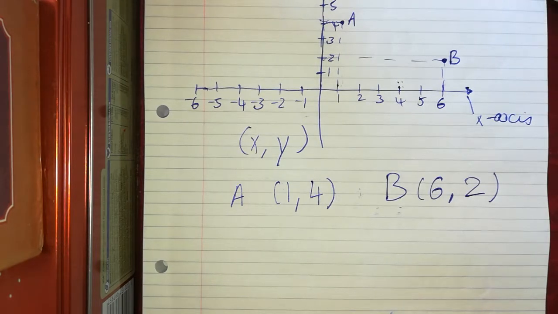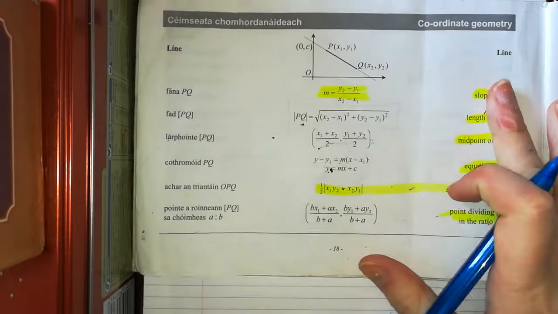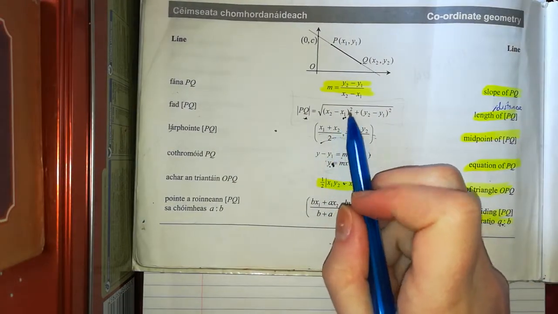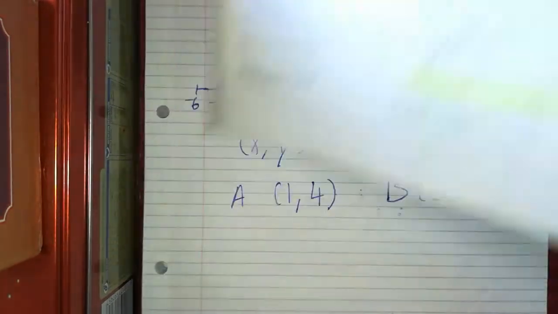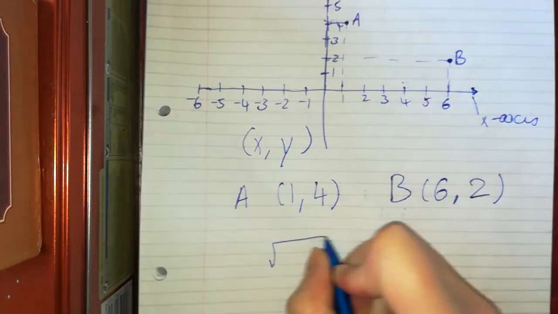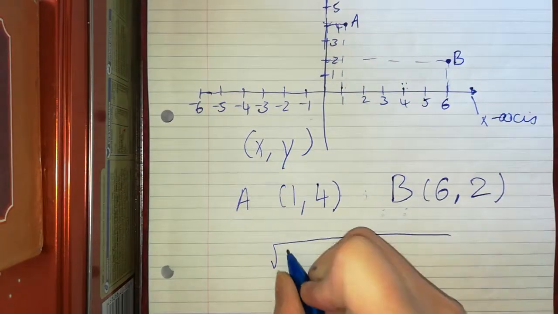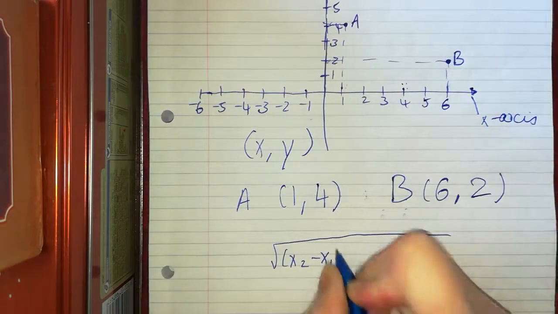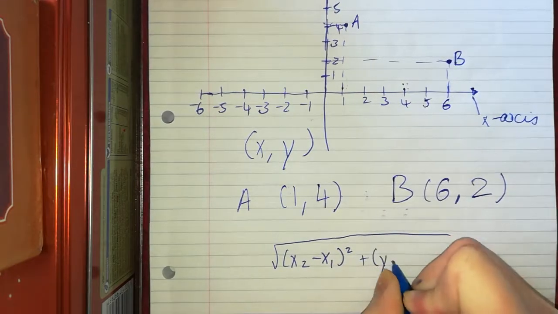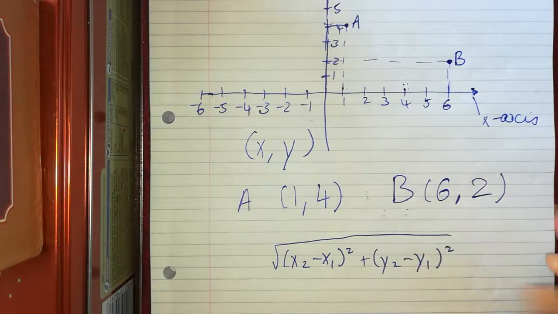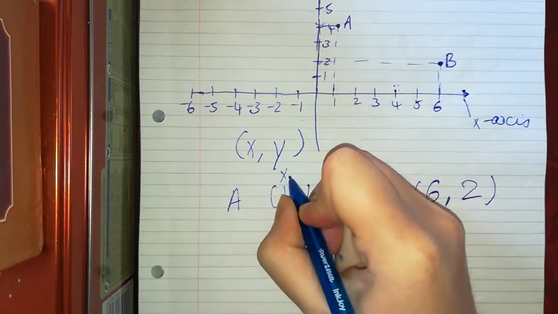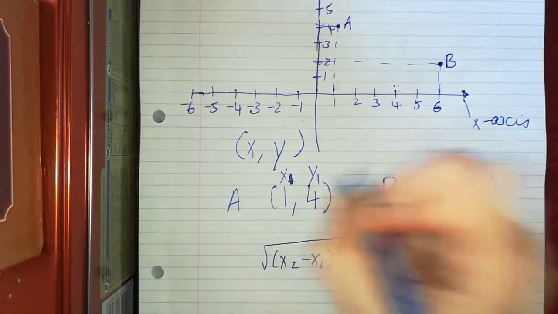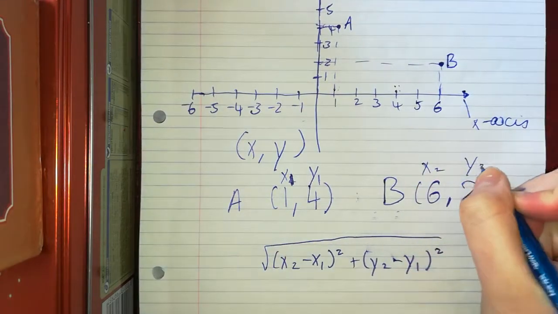So it wants to get the length. We have a formula to get the distance between 2 points, and it's the square root of x2 minus x1 squared plus y2 minus y1 squared. So the distance or length is going to be that. We have to label either one x1, y1 and x2, y2. It doesn't matter which one we pick. So let's call this x1, y1 and this x2, y2.